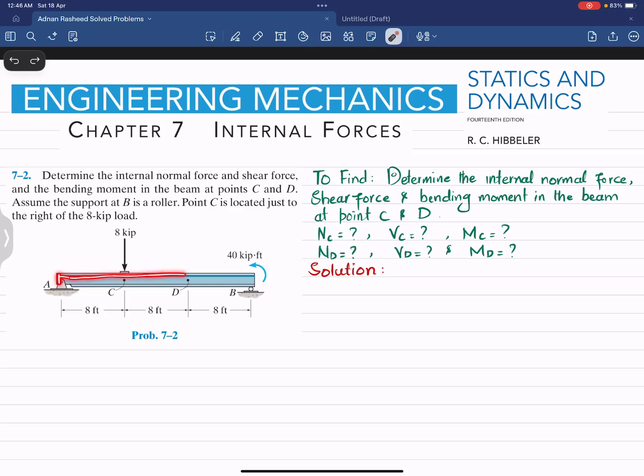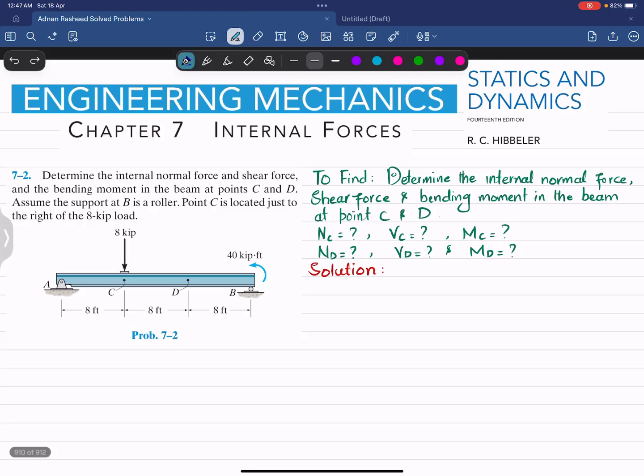So you can see this is a simply supported beam having a point load of 8 kips, and there is a moment which is 40 kips into feet. So you have to determine the internal loadings, which means internal normal force, shear force, and bending moment at points C and D. B is a roller support, and point C is located just to the right side of this 8 kips load. So let's start with the solution.